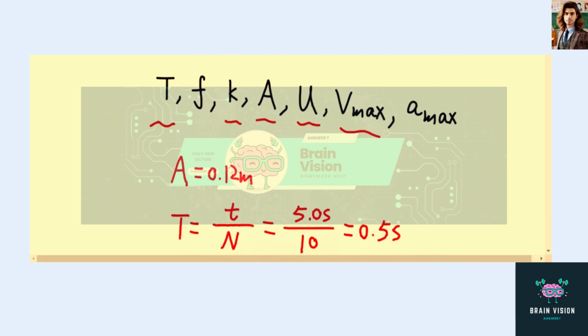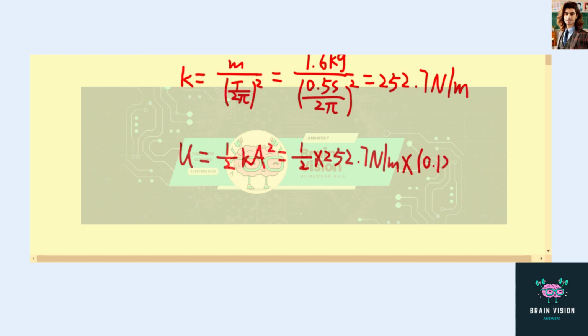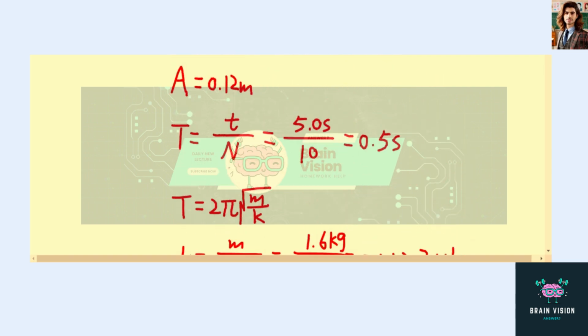Since we know the spring constant, now we can determine the total energy of the system, which is equal to 1/2 k a squared, which is equal to 1/2 times 252.7 Newton per meter times the amplitude squared, which is 0.12 meters squared. And this will give us the total energy of about 1.82 Joule. Now let me see what else is left over.